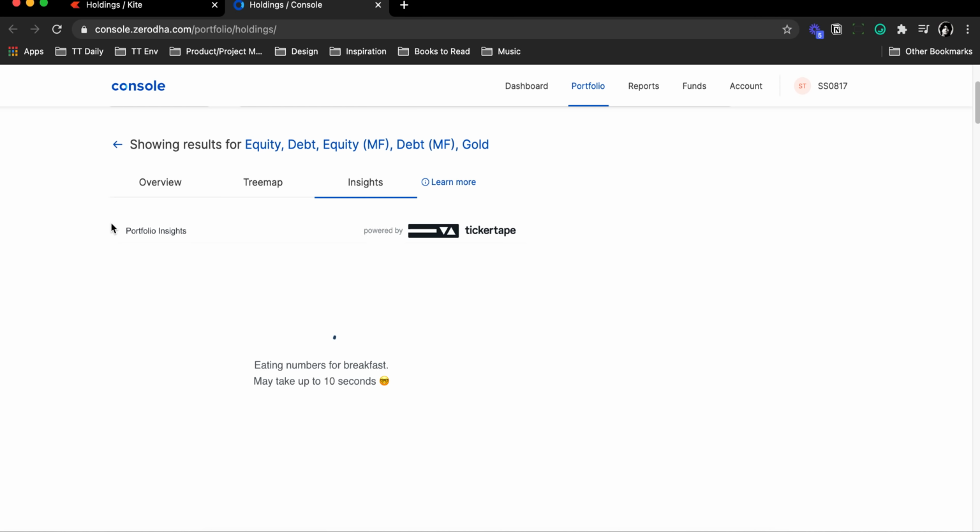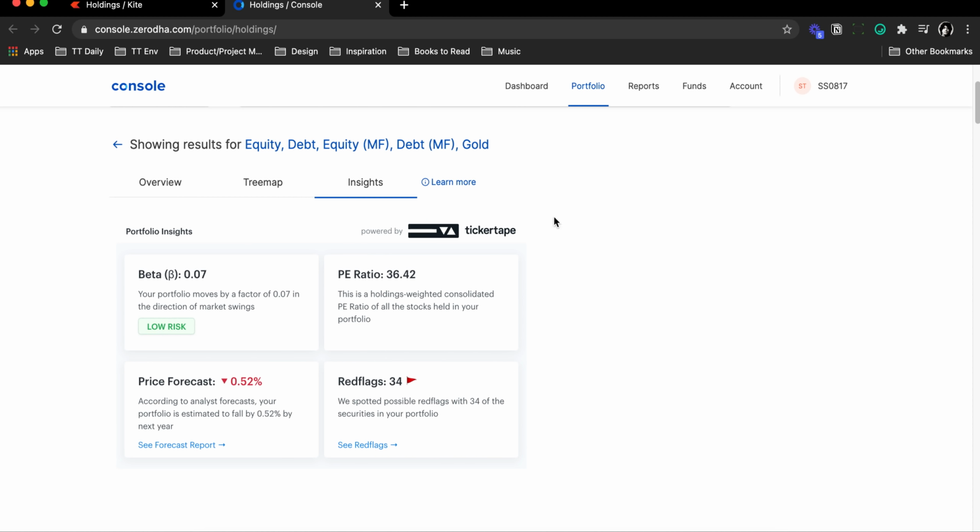So don't worry, we don't store any of your holding information. All of this data that is sent over to Tickertape is sent over purely to perform the analysis and insights, and it's all discarded the minute you exit the page. So no information, none of your data is actually stored on Tickertape regarding your holdings.